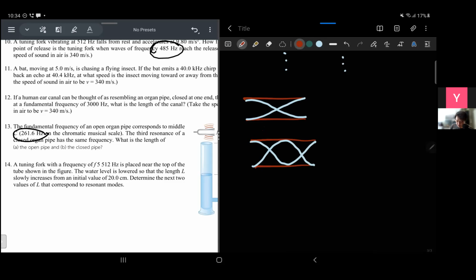All right. And then the third one right here. Then you do one more twist. There you go. And that is your third resonance right here.